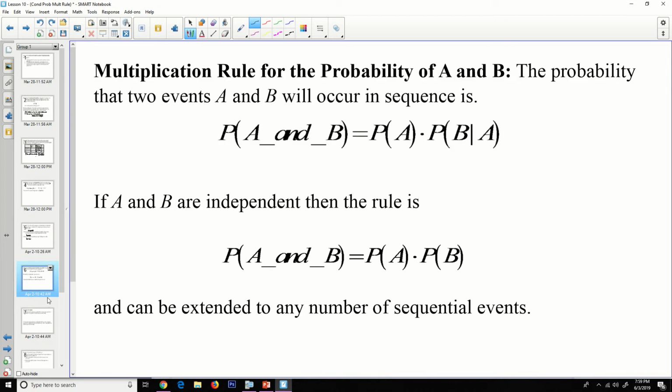Let's move on. Multiplication rule for probability of A and B. The probability that two events, A and B, will occur in sequence. Probability of A and B would be the probability of A times the probability of B given A.